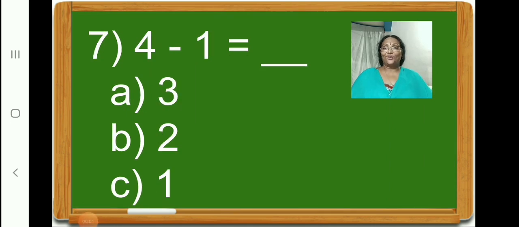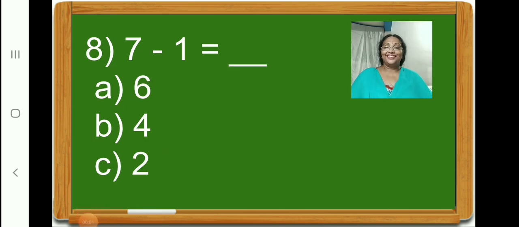Children, now let us solve question number 7. 4 minus 1. Here children, we have to minus number 1 from number 4. Children, how many fingers you are going to open? 4. Very good. And how many fingers you are going to fold? 1. Very good. Now count and see how many fingers are left. 1, 2, 3. Therefore, 4 minus 1 is equal to 3. Now children, let us click on option A, which is the correct answer.